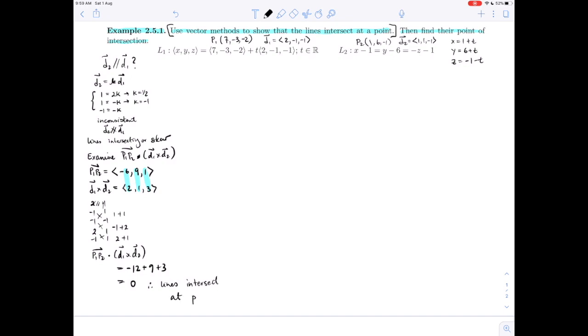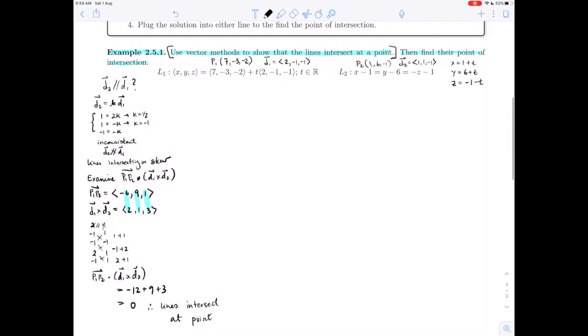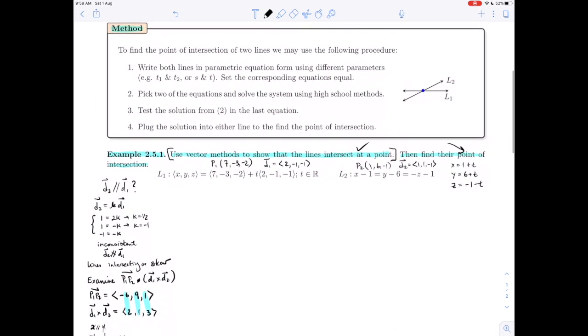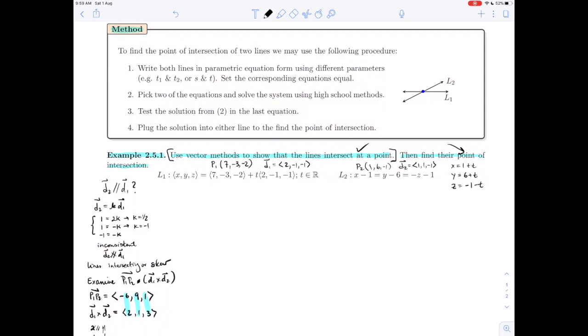And that is the first thing that we were asked to show. So we have done the first part of example 2.5.1, the review, the procedure that we had seen before, and now we're going to go on to the second point. We're going to find the point of intersection, which means that we are going to apply the method that's outlined on your page or screen.